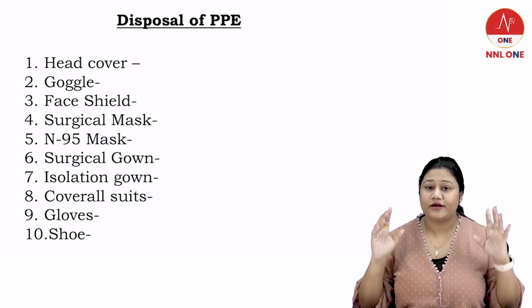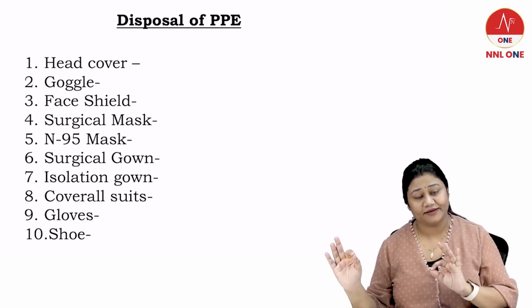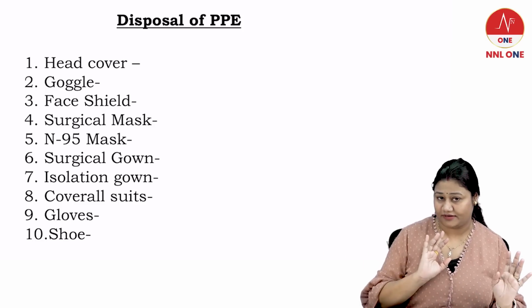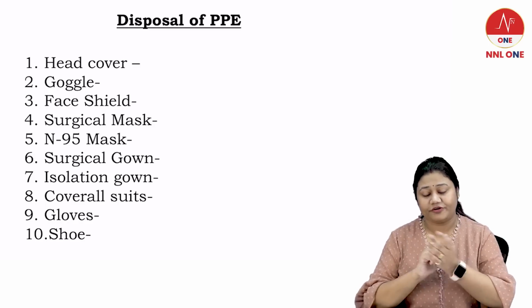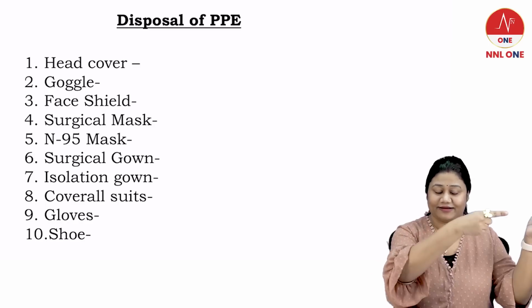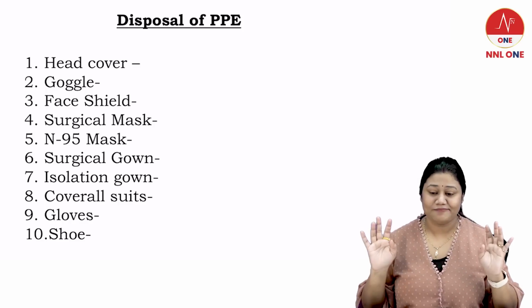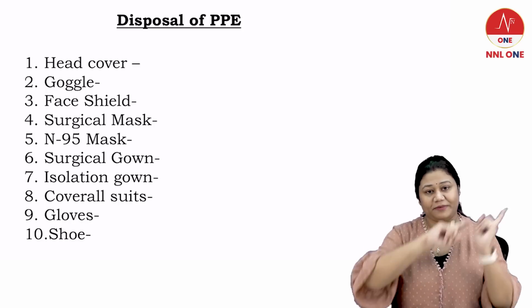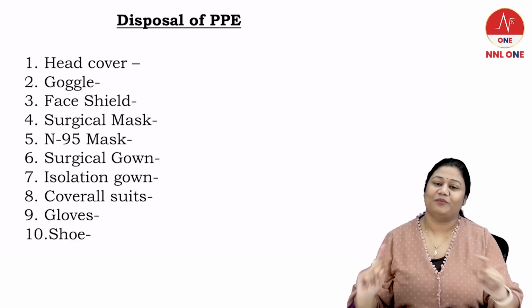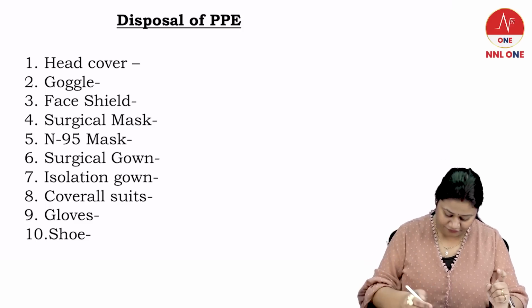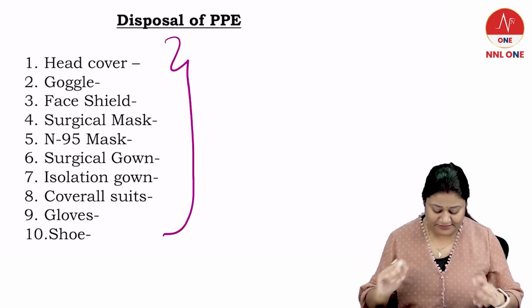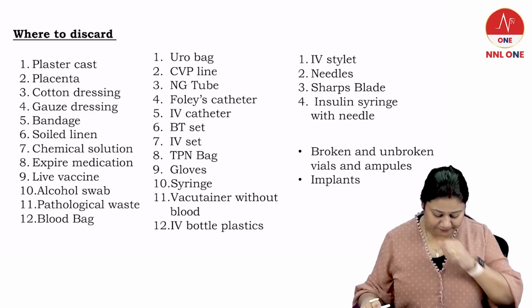Then comes your gloves. Whether they are contaminated with blood or not, even after using, you have to discard them in the red biomedical waste bin. So gloves in the red. Then comes your shoe cover. Shoe cover should be discarded in the yellow biomedical waste bin. So this is how you have to revise, which is very, very important.